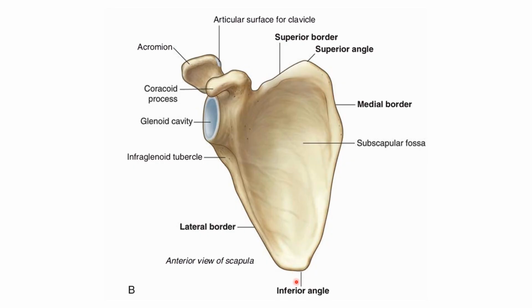So here is the inferior angle of the scapula. We have the lateral border, the medial border, and superior border. Here is the superior angle. Then the articular surface for the clavicle. This is where the clavicle attaches. We have the acromion process, coracoid process. Then here is the glenoid cavity, whereby the head of the humerus attaches. Then we have the infraglenoid tubercle.